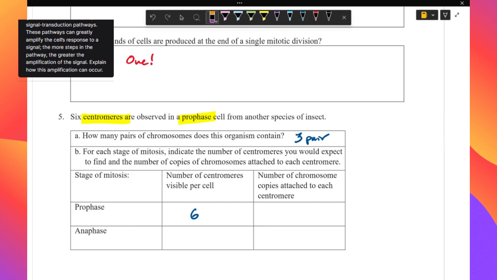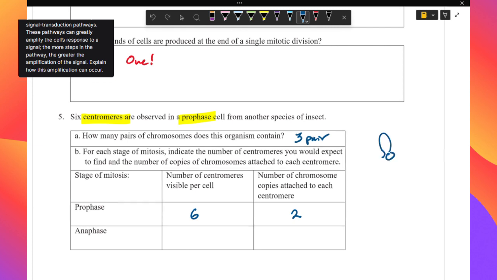This organism has 3 pairs of chromosomes. For each stage of mitosis, indicate the number of centromeres you would expect to find and the number of copies of chromosomes attached to each centromere. In prophase, or beginning division, we have 6 centromeres visible per cell, and the number of chromosome copies attached to each of those centromeres would be 2.